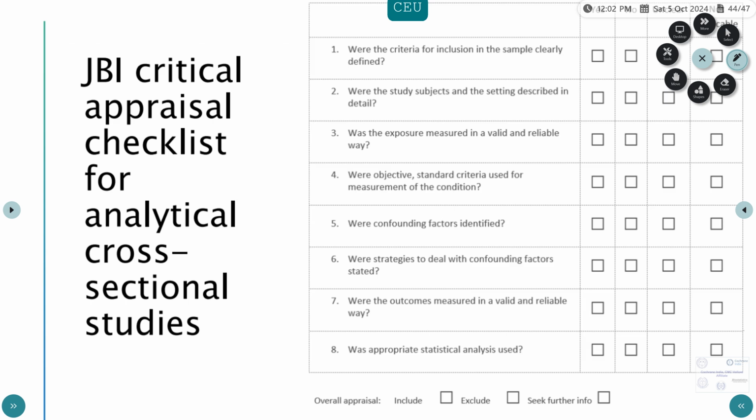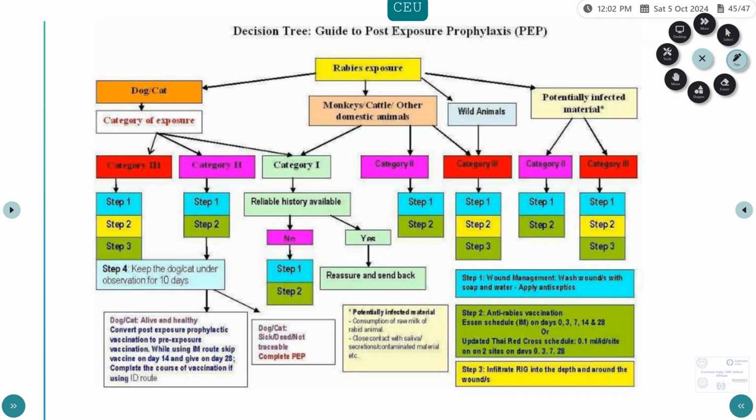Last, I just wanted to highlight, this is the JBI critical appraisal checklist for analytical cross-sectional studies, which again compresses the same questions that we've gone through into 8 questions, mainly from the methodology to analyzing your own results and conclusions. Lastly, this is the National Rabies Program plan for vaccination and immunoglobulin based on the type of dog and the type of bite and the category of vaccines.